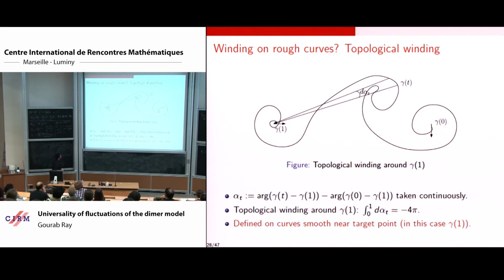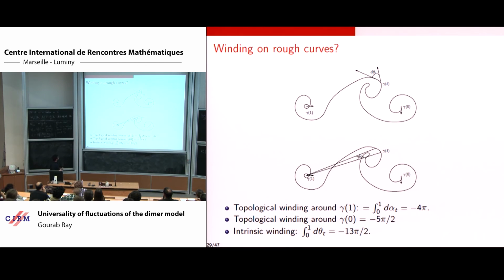Okay, so what's the connection? You can see that I have computed this topological winding, that's what we call it, around gamma 1 and gamma 0. And if I add them up, you will get the intrinsic winding.